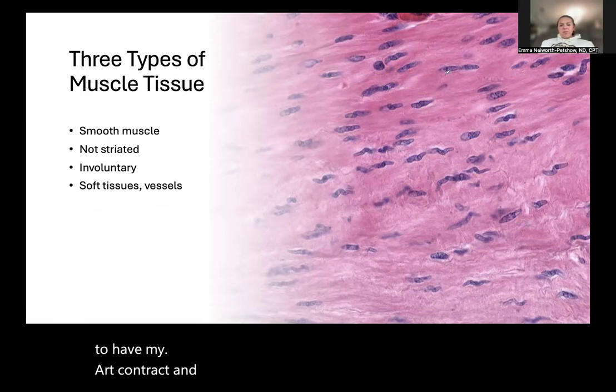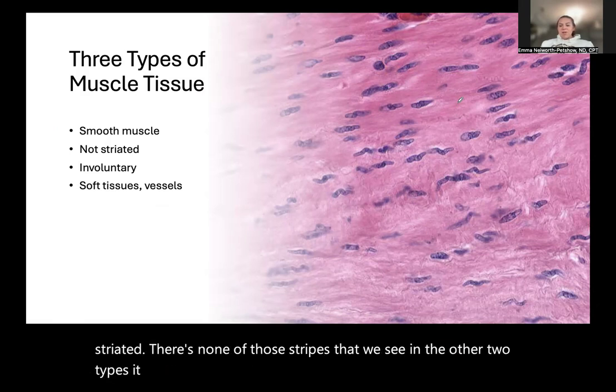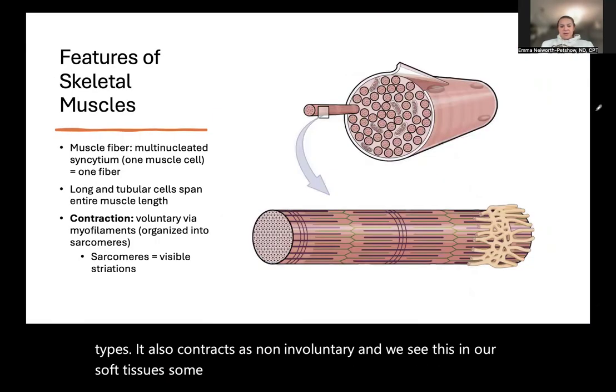And then smooth muscle. Smooth muscle's non-striated. There's none of those stripes that we see in the other two types. It also contracts involuntarily. And we see this in our soft tissues, some organs, and our vessels.